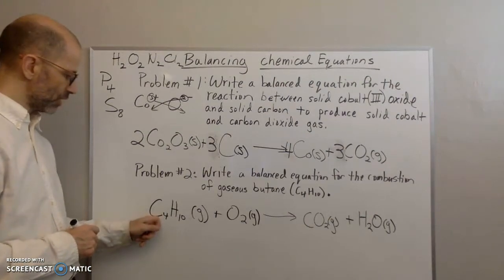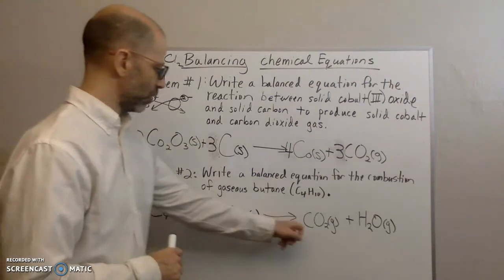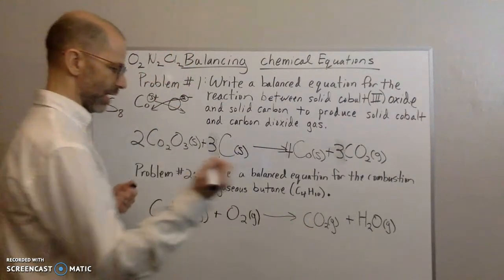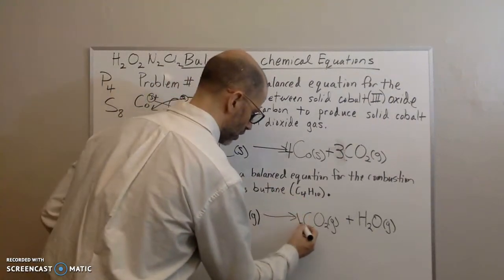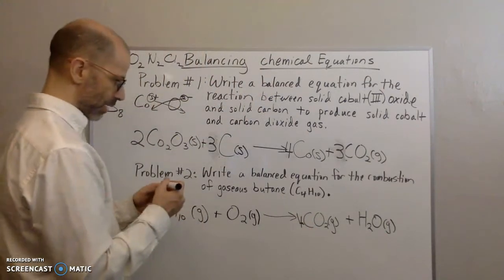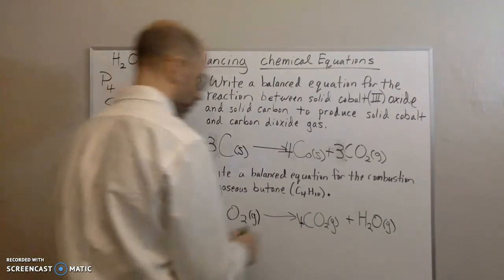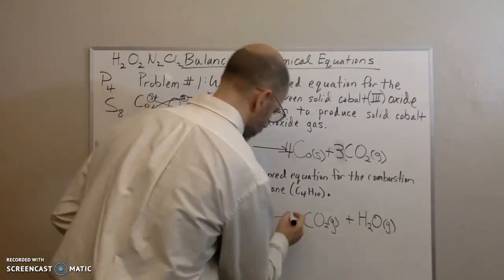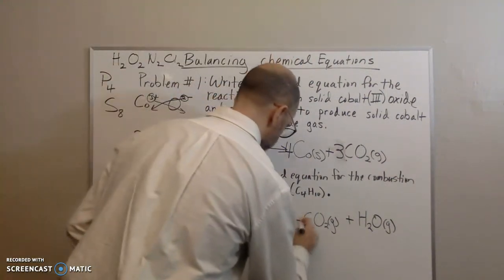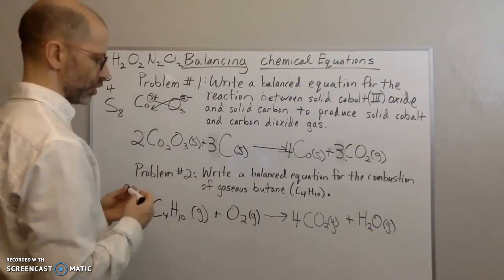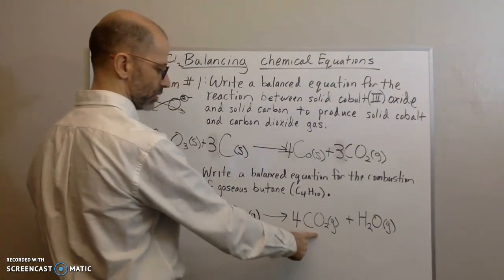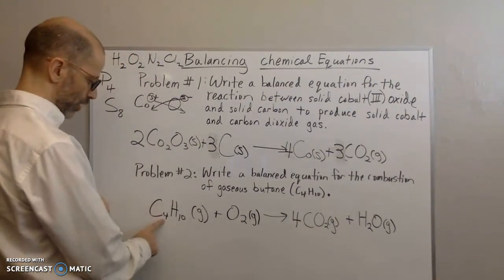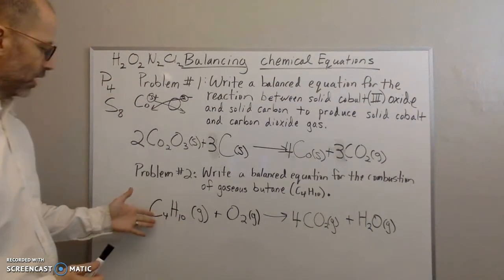I have 4 carbons here, and I only have 1 here. So what times 1 will give me 4? That's 4, right? So 4 times 1, let me write that better. I have 4 as a coefficient. Notice I didn't change the subscript. So 4 times 1 gives me 4, 1 times 4 gives me 4. So now the carbons are balanced.